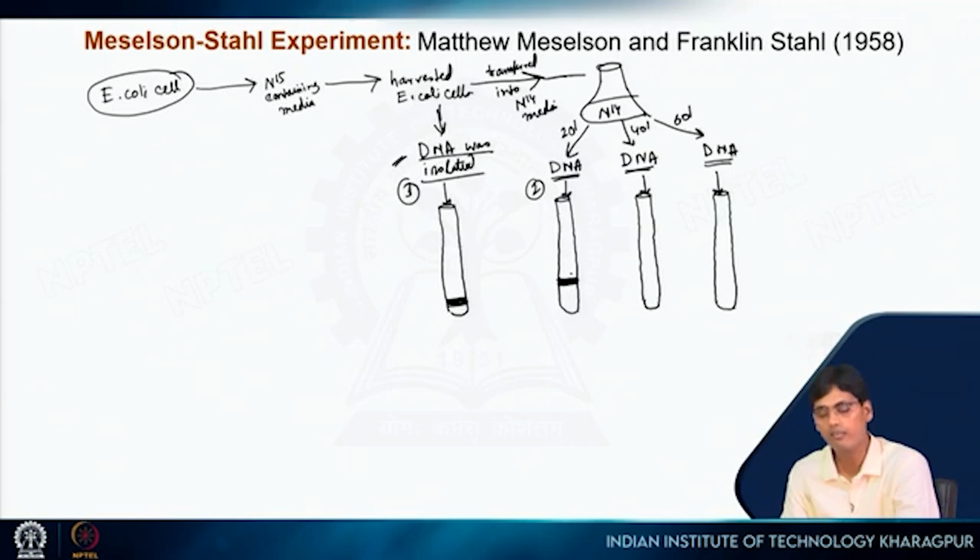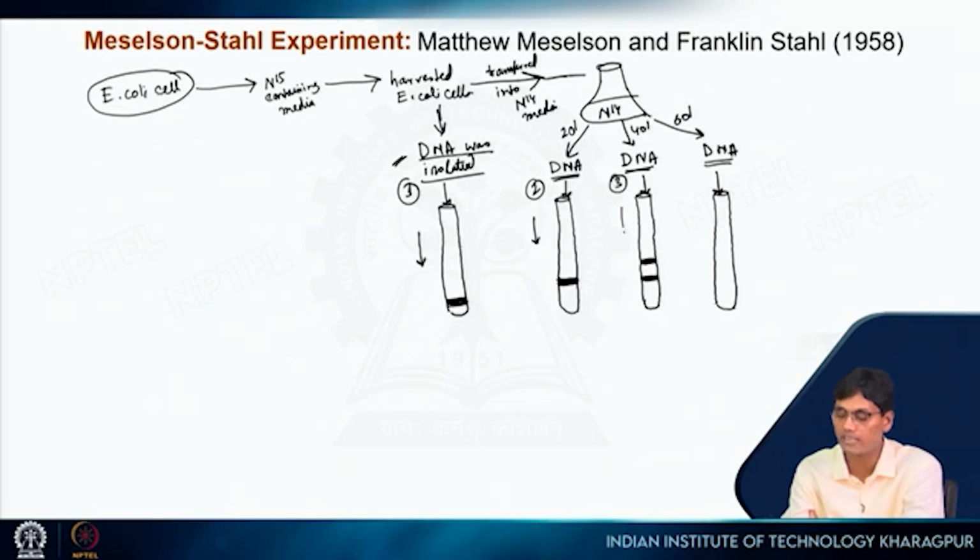And then, interestingly, in the third tube, the DNA was taken after 40 minutes. So now this DNA is present somewhere here and here. See, in tube number 1, 100% of the DNA is heavy. That's why it migrated the maximum. This is the centrifugal force in this direction, right? So as a result, they migrated maximum.